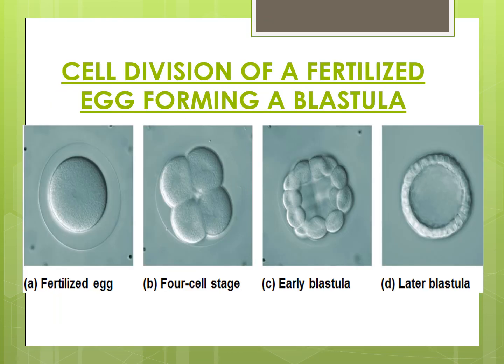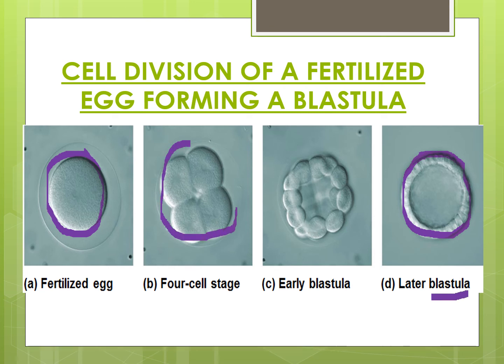If we have a look at it in terms of diagrams, we can see that as we move from a zygote to the resulting structure of cleavage called a blastula, your cell size remains the same. The result of cleavage is a blastula, and a blastula is made up of little building blocks called blastomeres, and in the later stage it forms a cavity, and that is called a blastocoel.